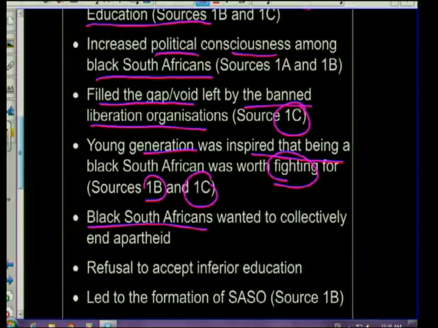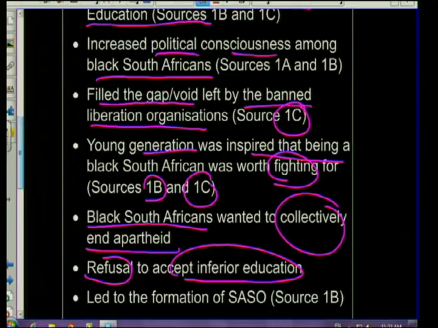Very important, you need to mention that the black South Africans wanted to collectively end apartheid, a kind of sense of unity and togetherness, which brings about a greater resistance against the apartheid government. And also another important point that you will get out of the sources as well is that there is a refusal to accept inferior education. And we see that in the 1976 Soweto Uprising, and how students decided to take up a stand and say, no, we will not be taught in Afrikaans.